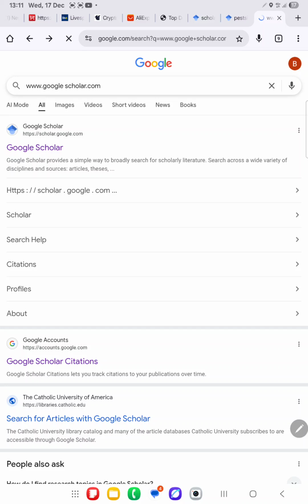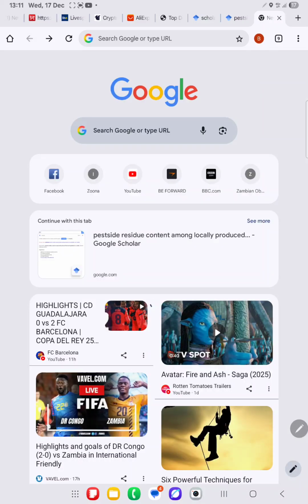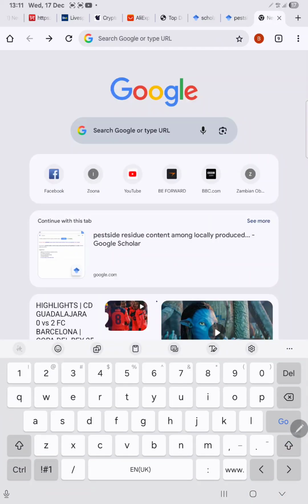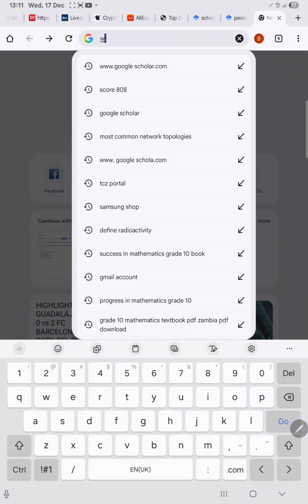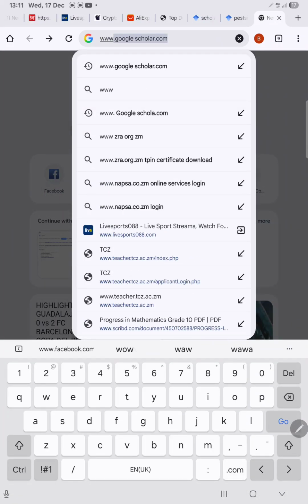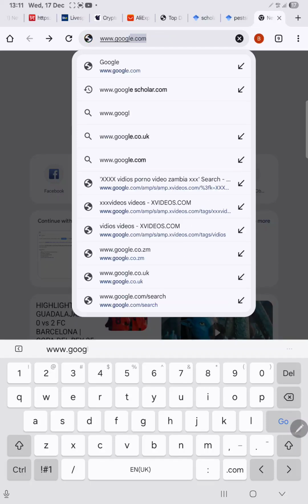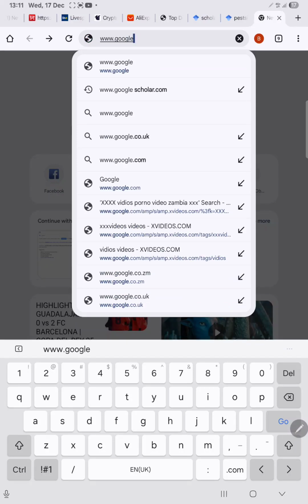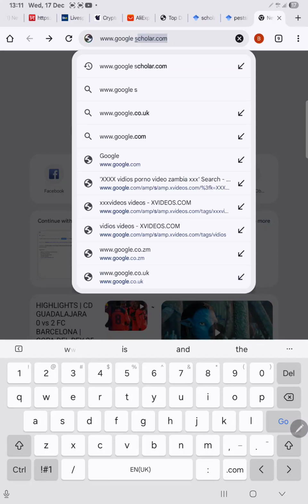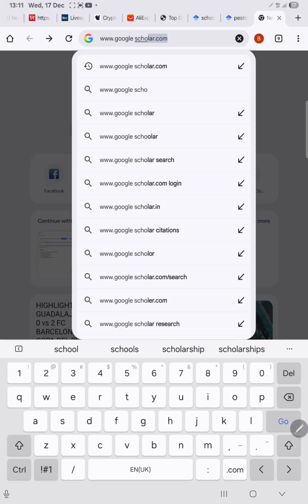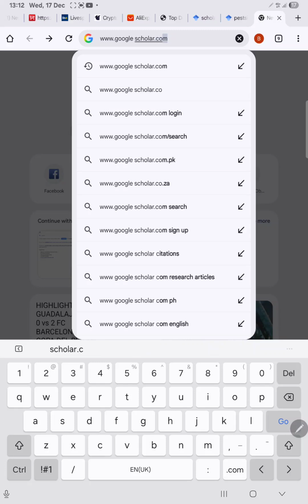allow me to do this. After going on Chrome, you have the search engine. If you remember, this is our search engine. So on our search engine, we write www. So you say www, you write there, you say www.googlescholar.com. So you write like that.